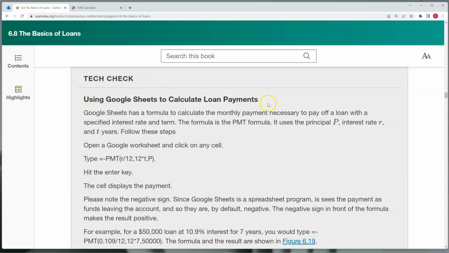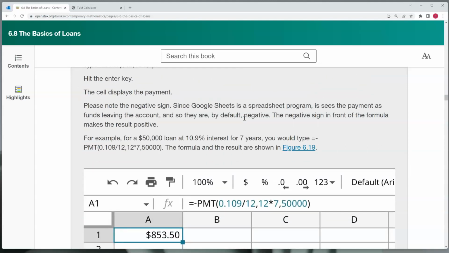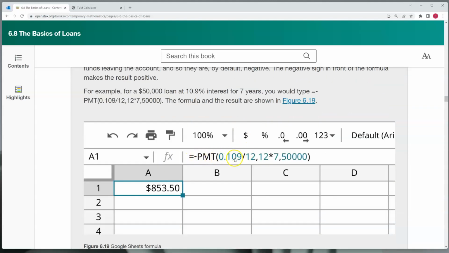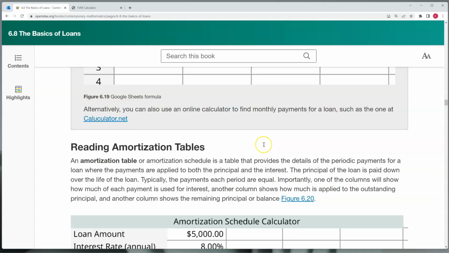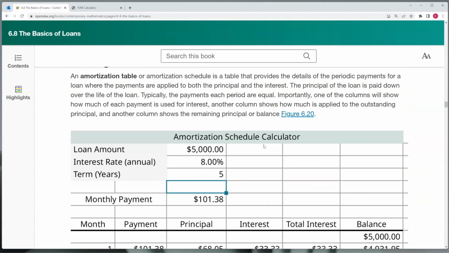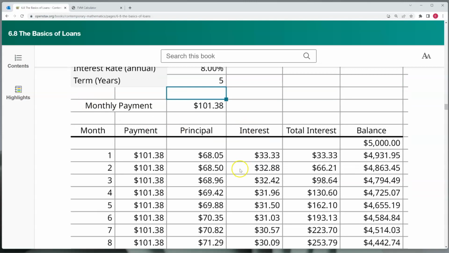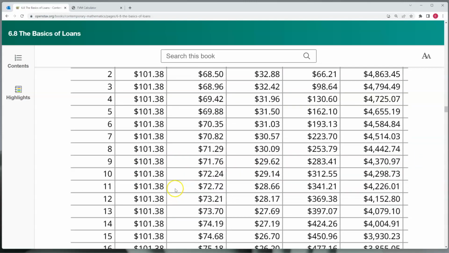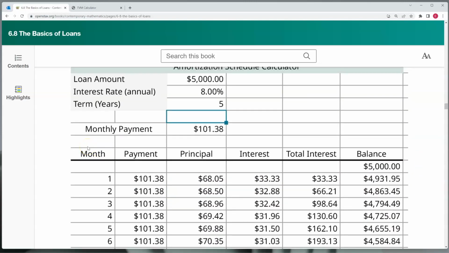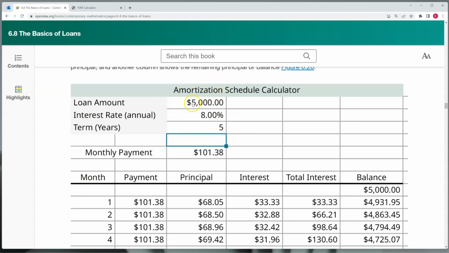Again, the book likes to use Google Sheets. There's nothing wrong with Google Sheets. You can see that you can use a PMT formula in Google Sheets, but the TVM calculator is just as good. So let's keep moving right along. I'm just going to finish up this video with a talk about what's called an amortization schedule or table. So again, this is a detailed list of all the payments that you would have throughout the duration of your loan. So here we've got an example of an amortization schedule for a $5,000 loan at 8% for 5 years.